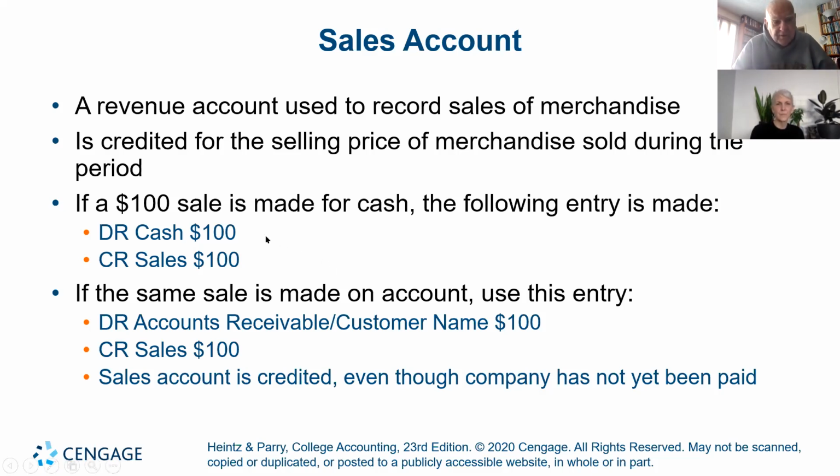And here's our entry, which we learned in chapter 2, I guess. Debit cash, credit sales. There we go. Or debit AR, credit sales. In this chapter, we're pretty much talking only credit sales.